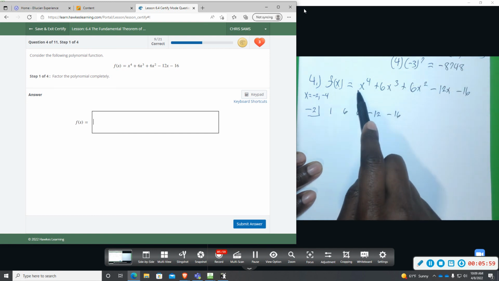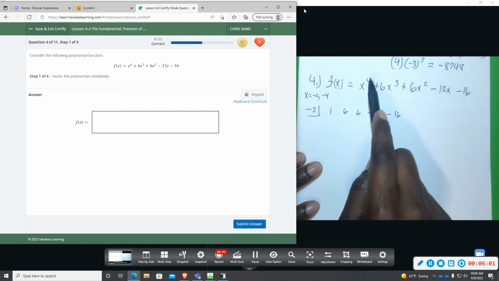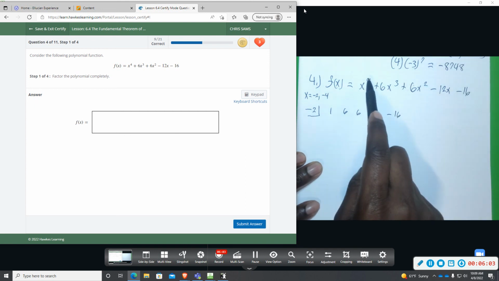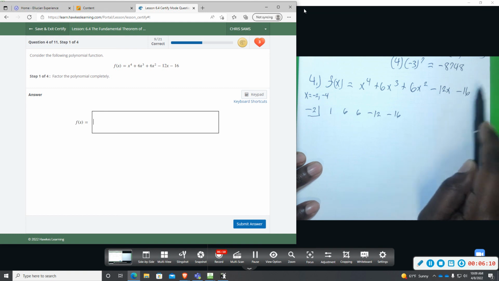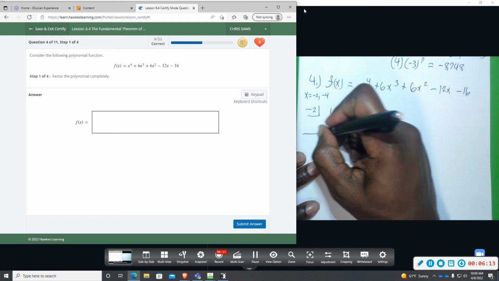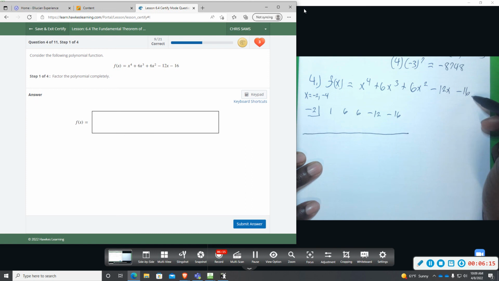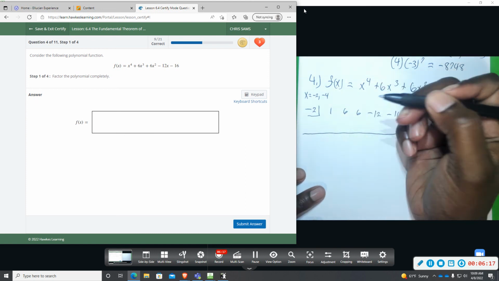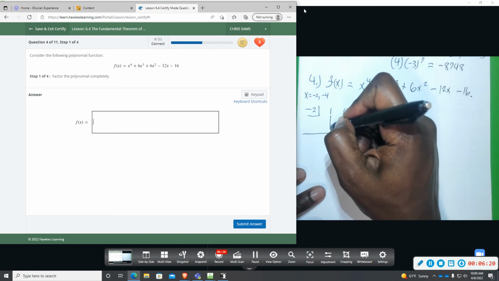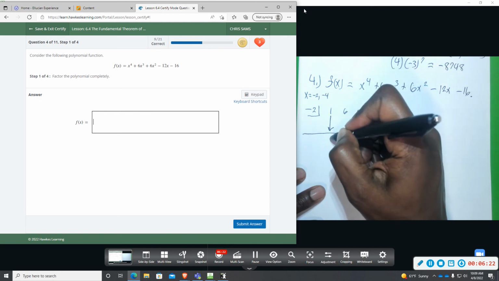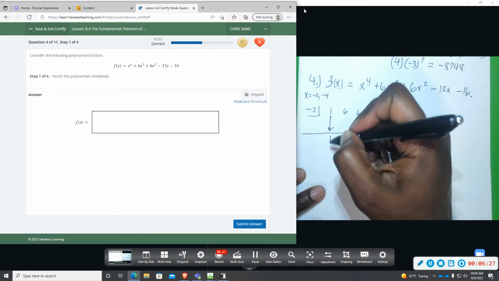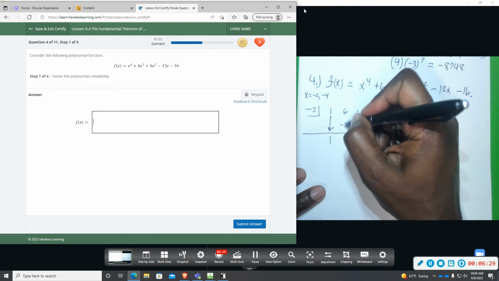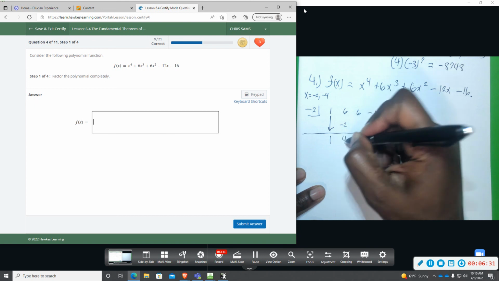So you got to remember, now I just kind of jumped into it, but remember, you got to have all your terms, meaning whatever your biggest degree is, you got to count backwards to 0. 4, 3, 2, 1, 0. So when you know that you have everything, then you can list your coefficients. And then we do synthetic division. I'm going to bring this first number straight down, multiply by -2. -2 times 1 is -2, combine, and we get 4.